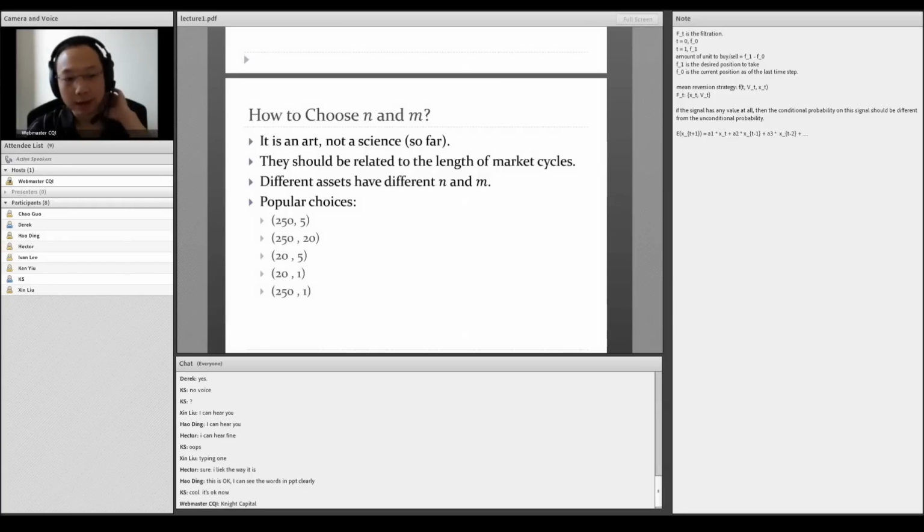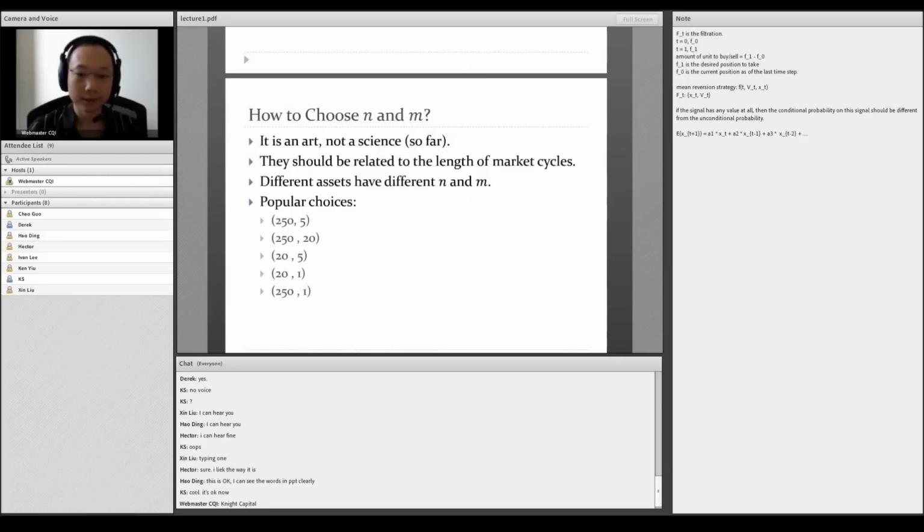250 is not magic. It's the number of trading days: there are about 250 or 251 trading days in a year. And 5 is a week. So basically, this is saying you use the 1-year long-term moving average versus the 1-week moving average, and then you do some trading.